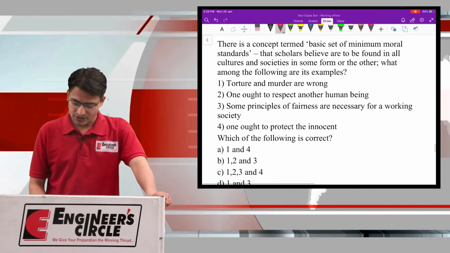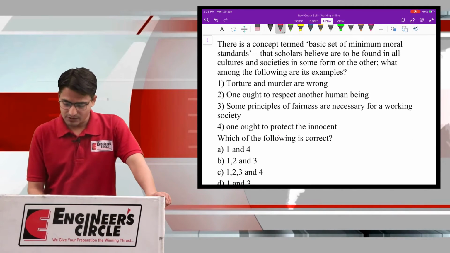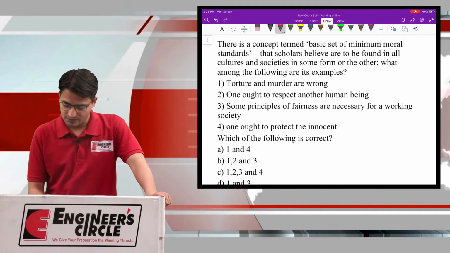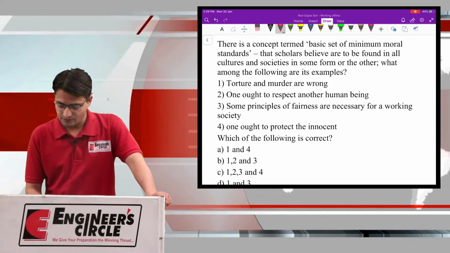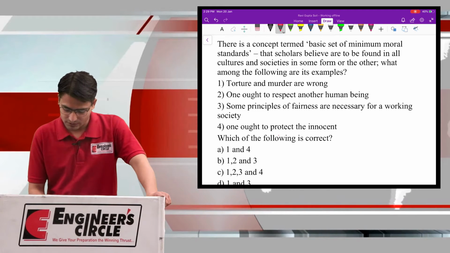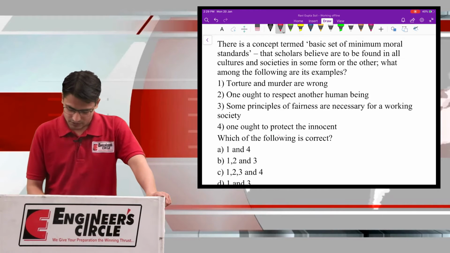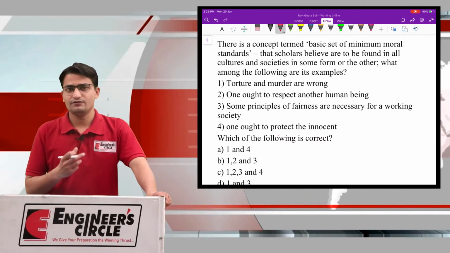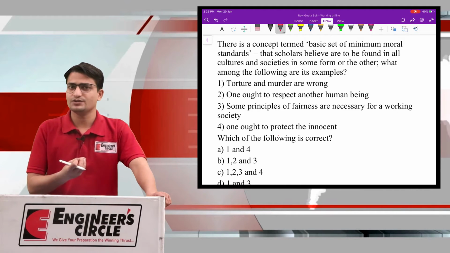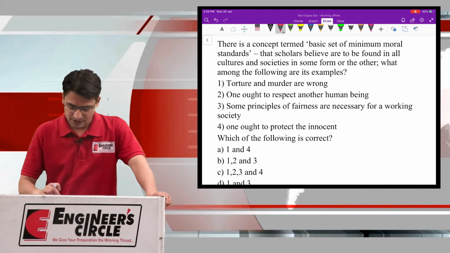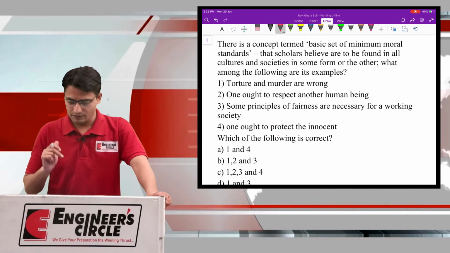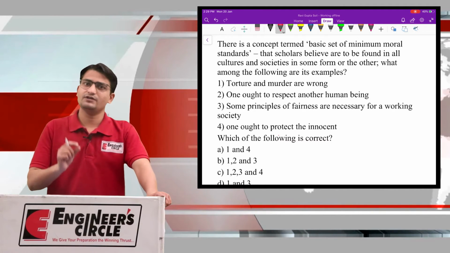Now the next question is, there is a concept termed basic set of minimum moral standards that scholars believe are to be found in all cultures and societies in some form or other. What among the following are its examples? This question relates to the values part. We have not discussed what values are. So this question is misplaced here. So for now I will skip this question. We will come to the question only when we have studied the values part.